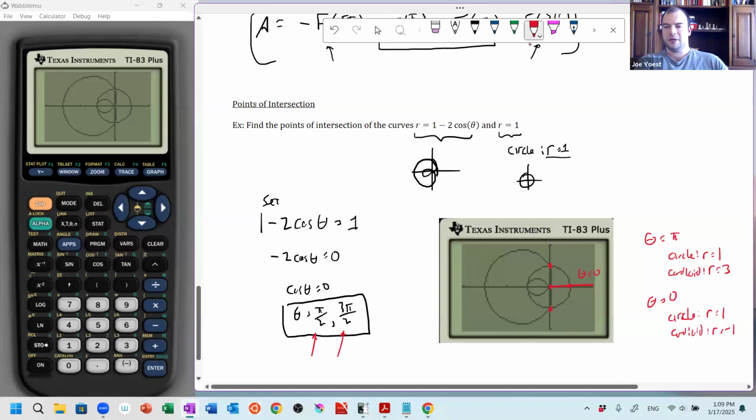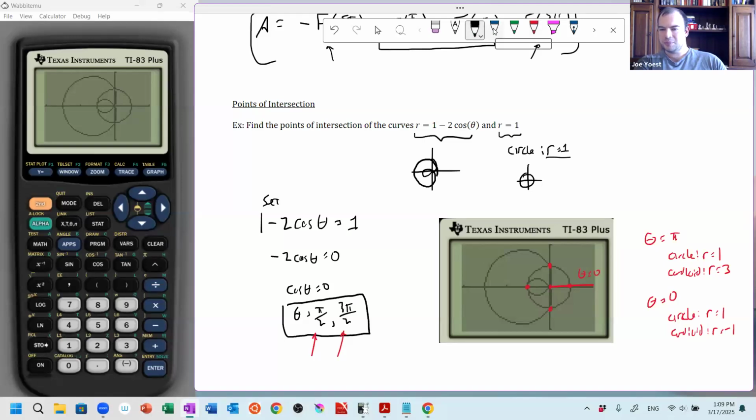So I see that when theta is 0, my circle point is out here, my cardioid point is back here, and I get blue to show up on here. When theta equals pi, my circle point is here, and my cardioid point is here.